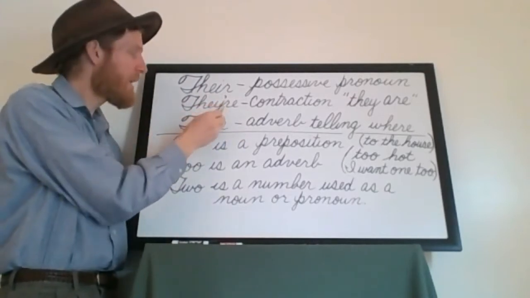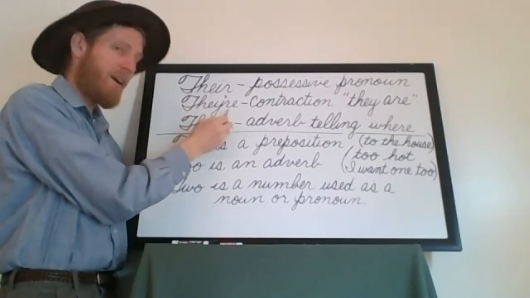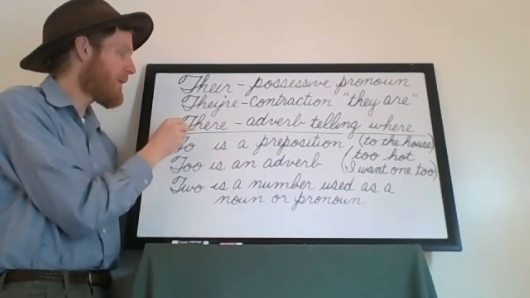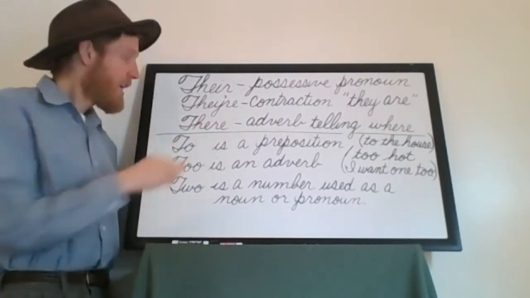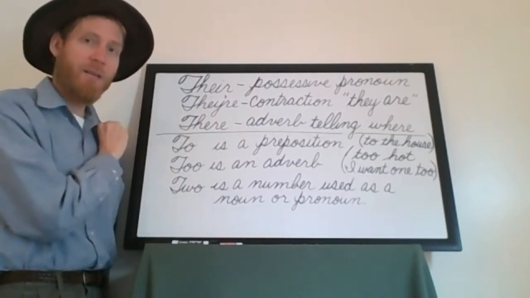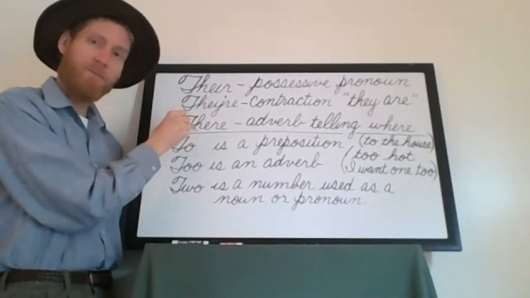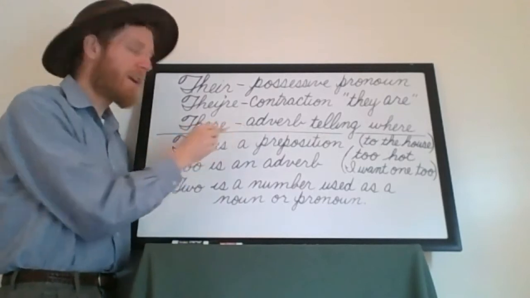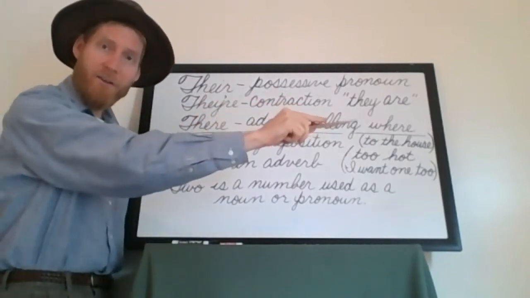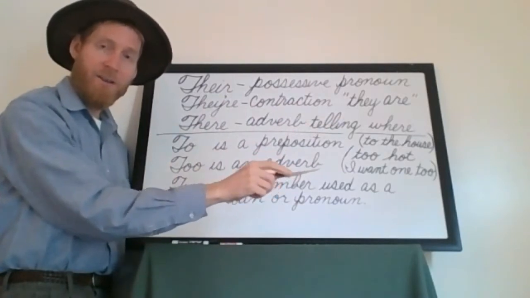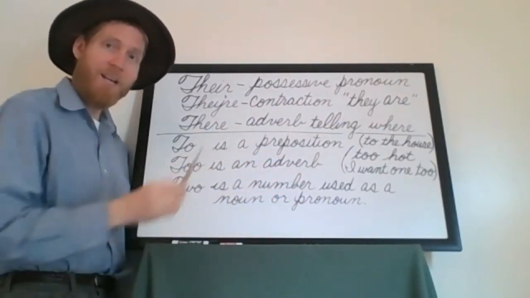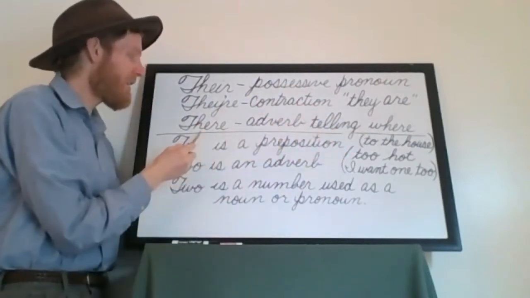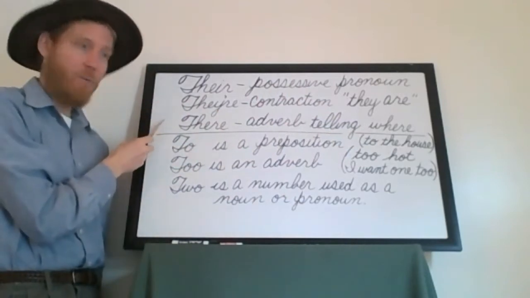All right? So they are, they're coming. There, adverb telling where. It also can be an introductory word, like, there once was a little girl who lived in a castle, right? There once was, a story starts that way. Or, she's over there. Here's your body in the chair, but your mind is over there. There, telling where. Where? There. Right, so we understand that, hopefully.